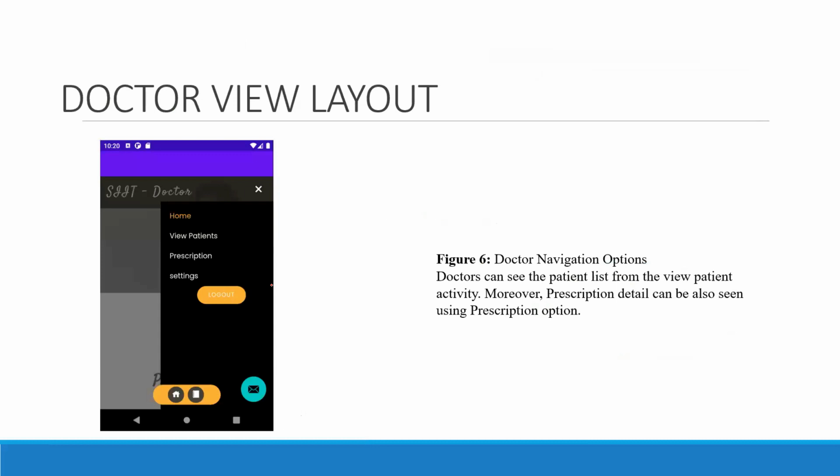This is the doctor layout. The first one is the home screen. The second one is view patients. The third one is for when the doctor has prescribed something to a patient and wants to see what exact prescription was given; the doctor can see it. The fourth one is setting. The last one is the log.